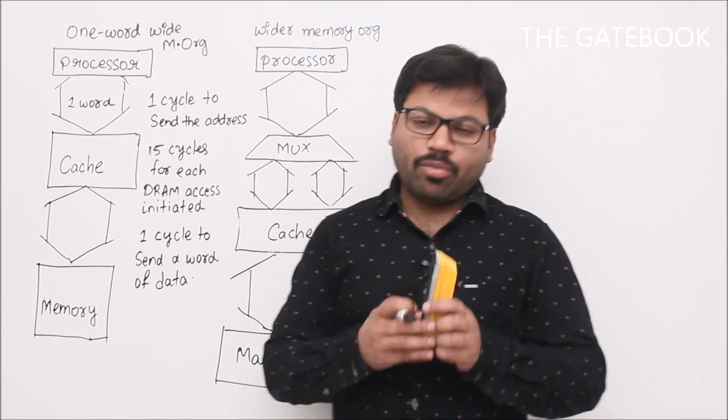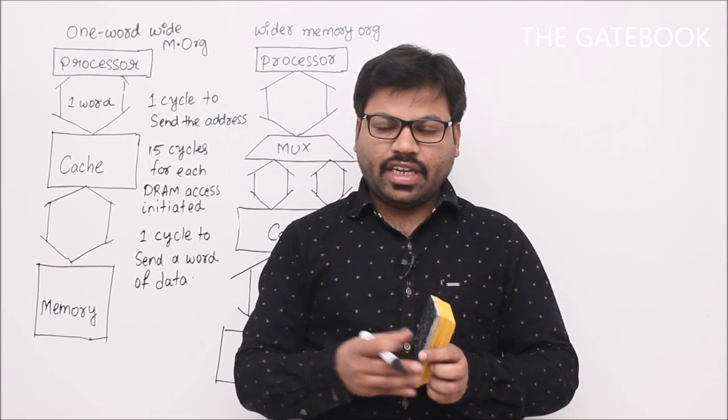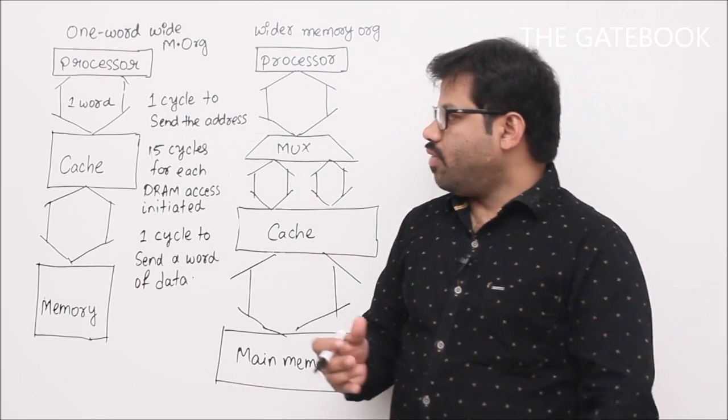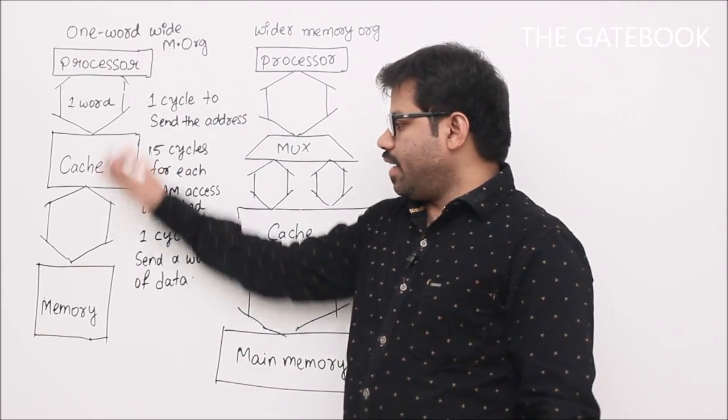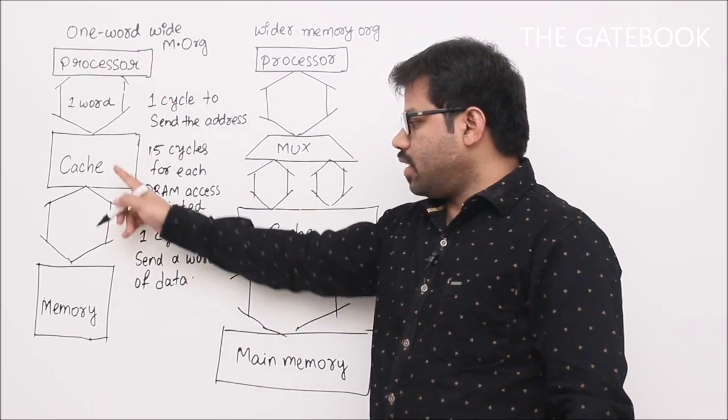Now we'll see various memory designs and we'll try to understand the access time of each and every design. Let us begin with this design, where you have the processor connected to the cache, which is connected to memory.